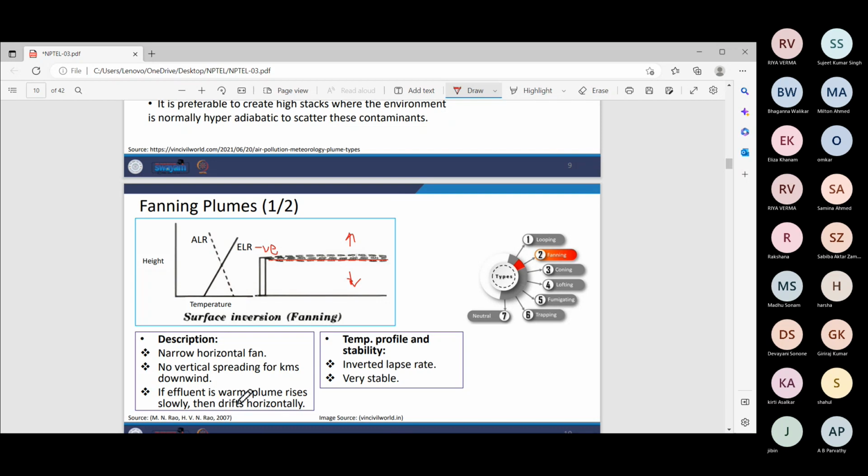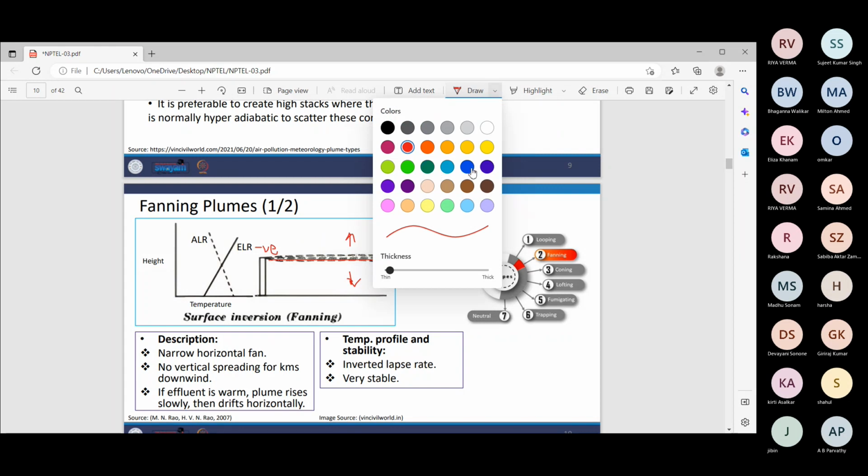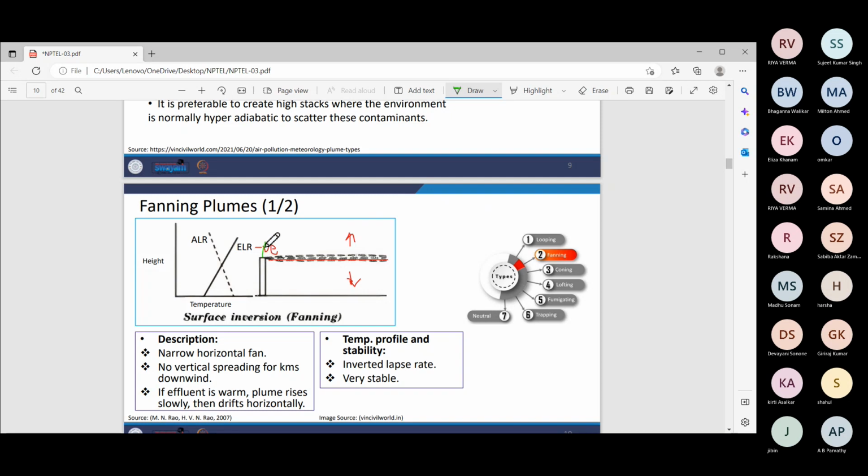And if the effluent is warm, the plume rises slowly. For example, in some cases when the effluent is warm, the plume rises first very slowly, and then it will start to dissipate horizontally like this. This can also be a condition, but it will always dissipate in horizontal lines. No dissipation will be observed vertically.